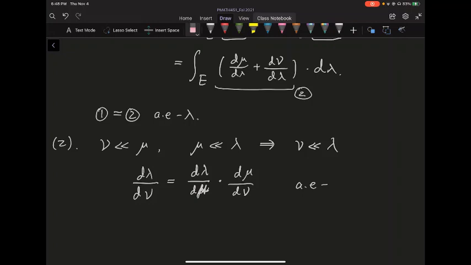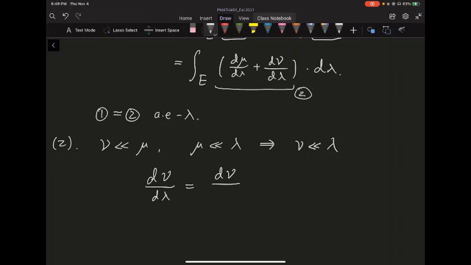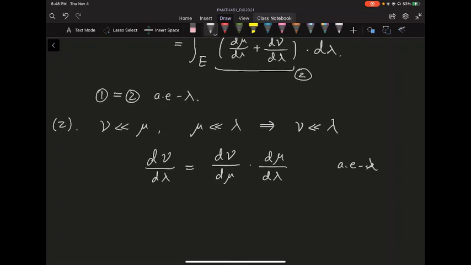I think I wrote it the other way. Let me just erase this. I should have said: if I want to consider d nu over d lambda, that's going to be d nu over d mu times d mu over d lambda. That's the correct way. That's almost everywhere lambda. So it looks as if you're just trying to cancel this d mu and d mu here, just as if that's what's happening.